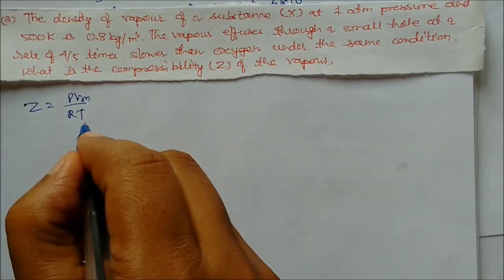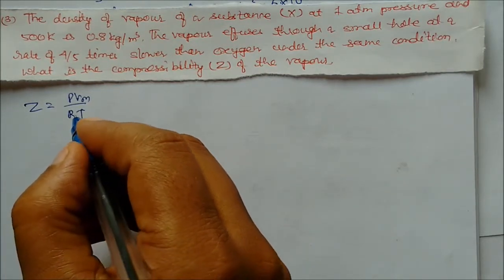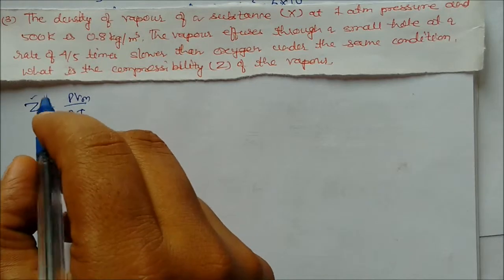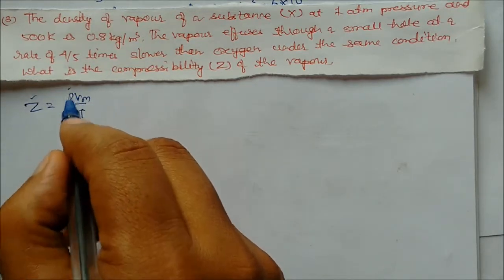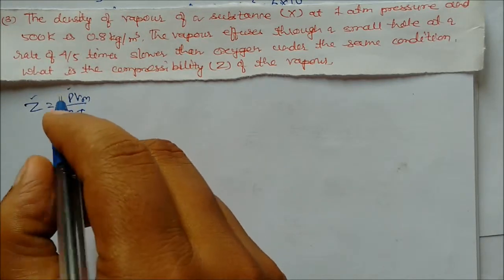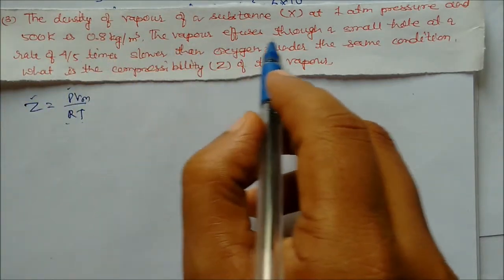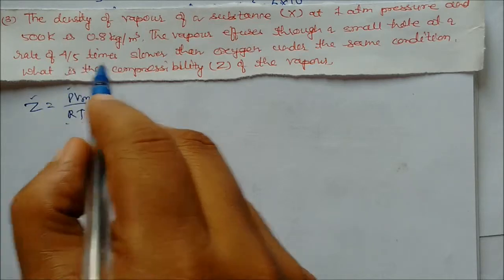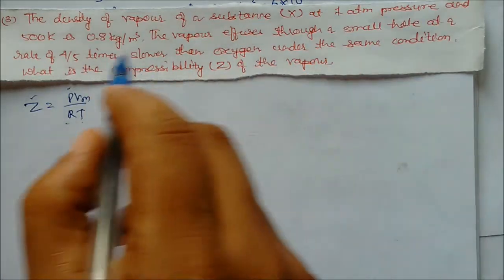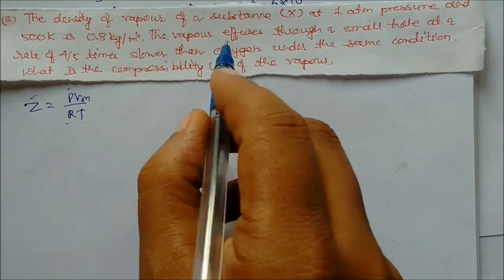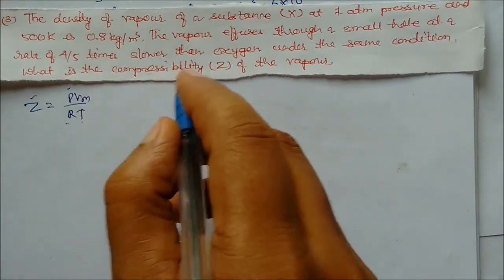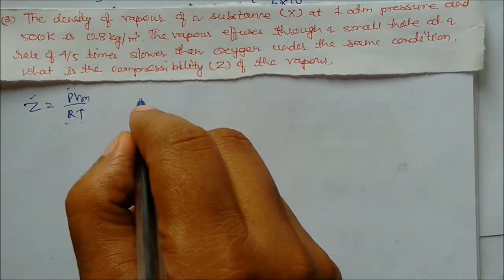So Z we have to find out. If you see here, pressure is given, R is given, T is given, Vm we don't know. To find the Vm, we have to use the rate. The vapor is slower than the oxygen, so we have to compare this vapor with respect to oxygen. This question comes under Graham's law of diffusion.